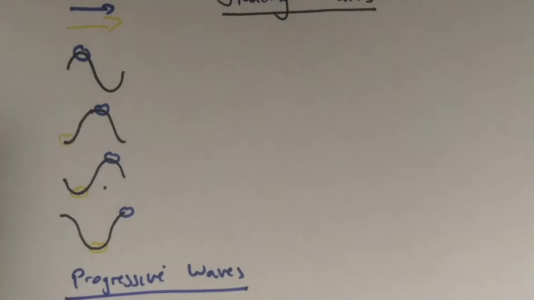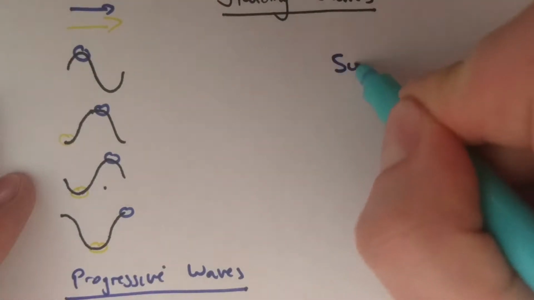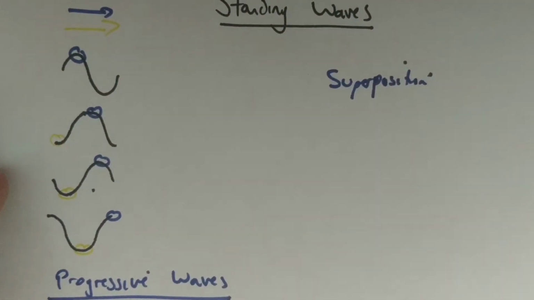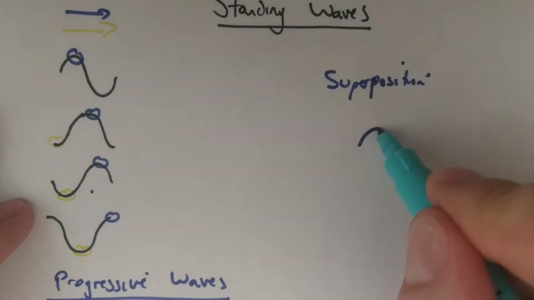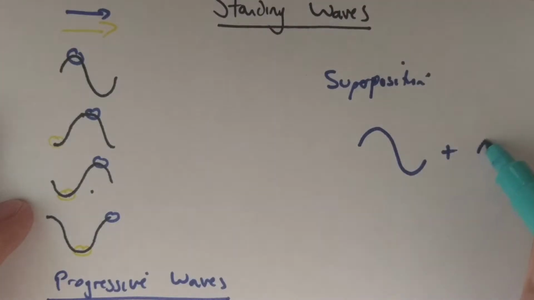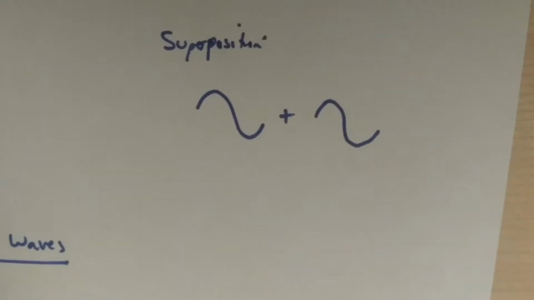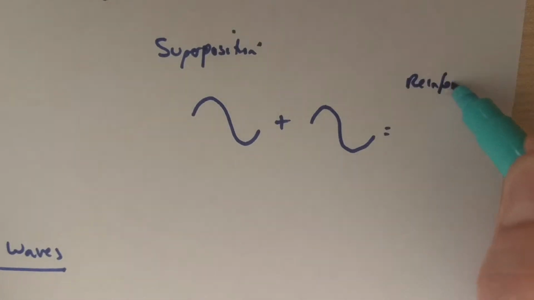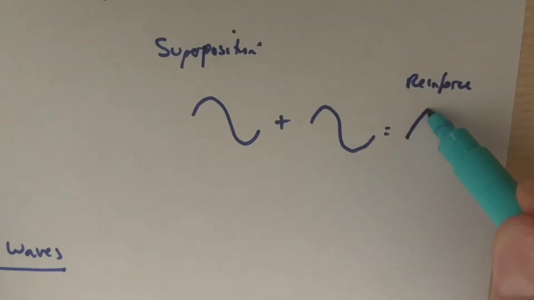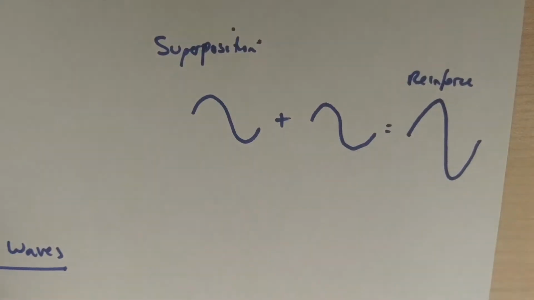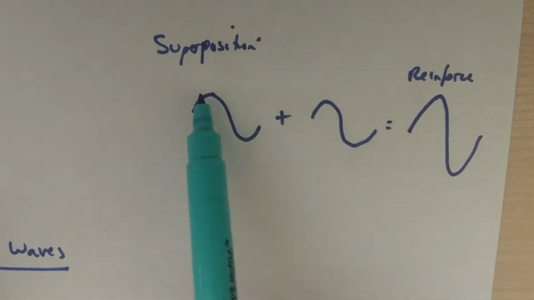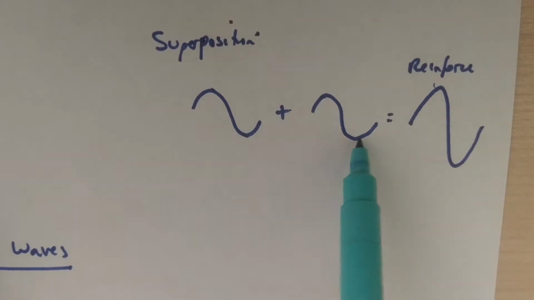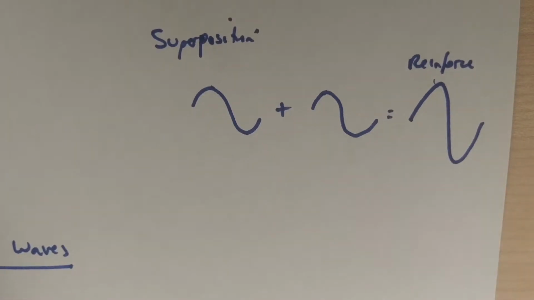What we can do is combine progressive waves using something called superposition. So if you have two progressive waves, and they are in phase like that, they will reinforce. So when they interfere, they'll keep the same frequency, but those two positive amplitudes will make a significantly greater positive amplitude, and two negative amplitudes will again create a significantly greater negative amplitude.